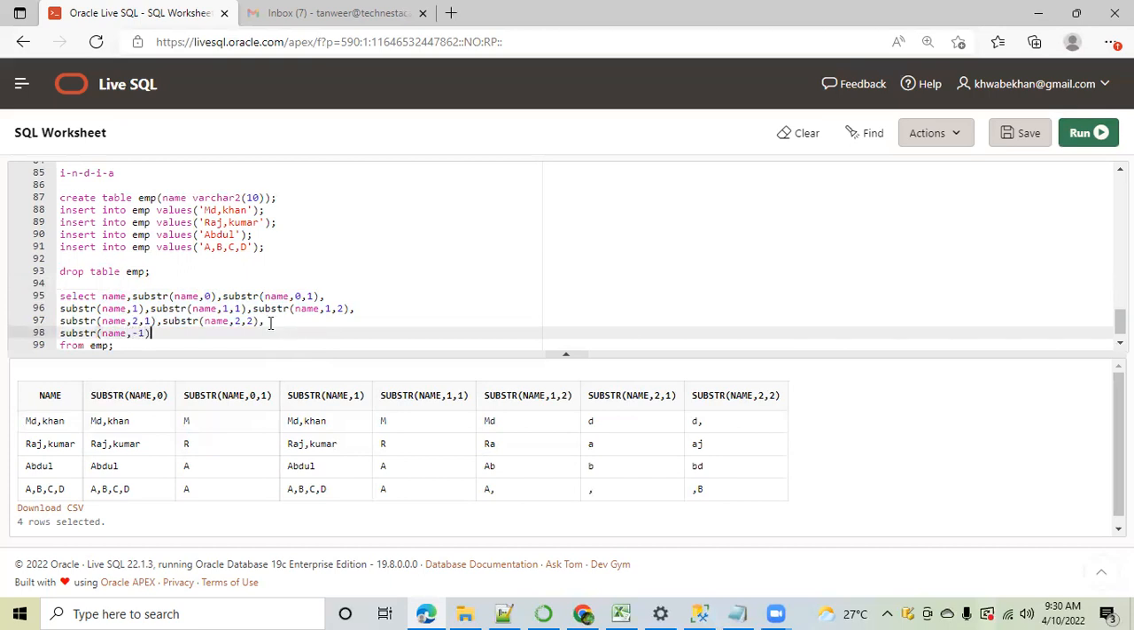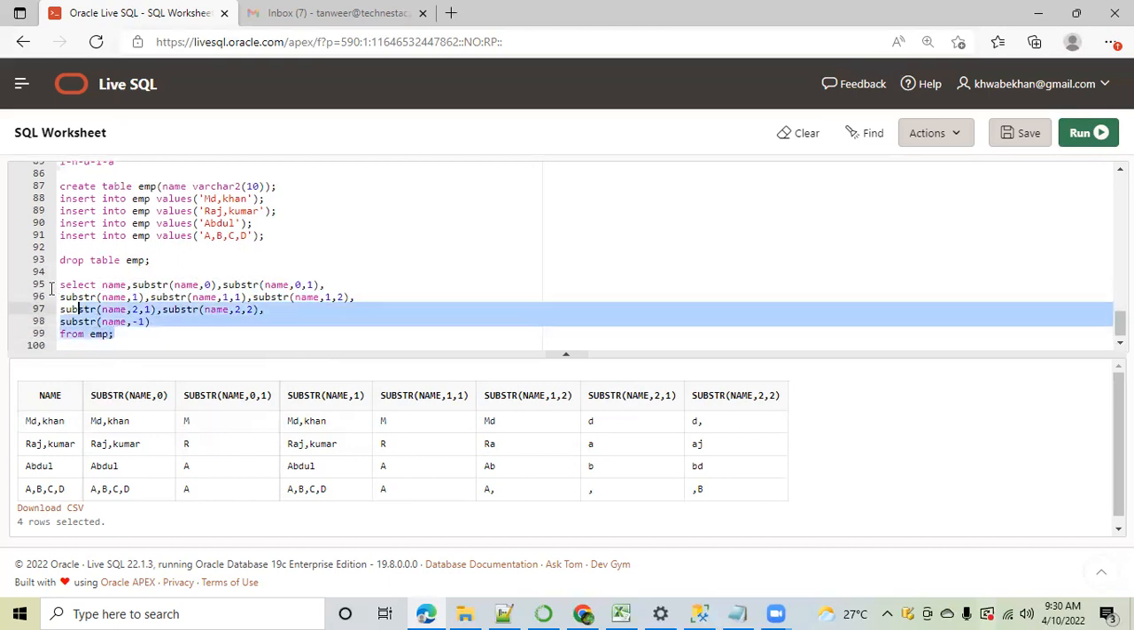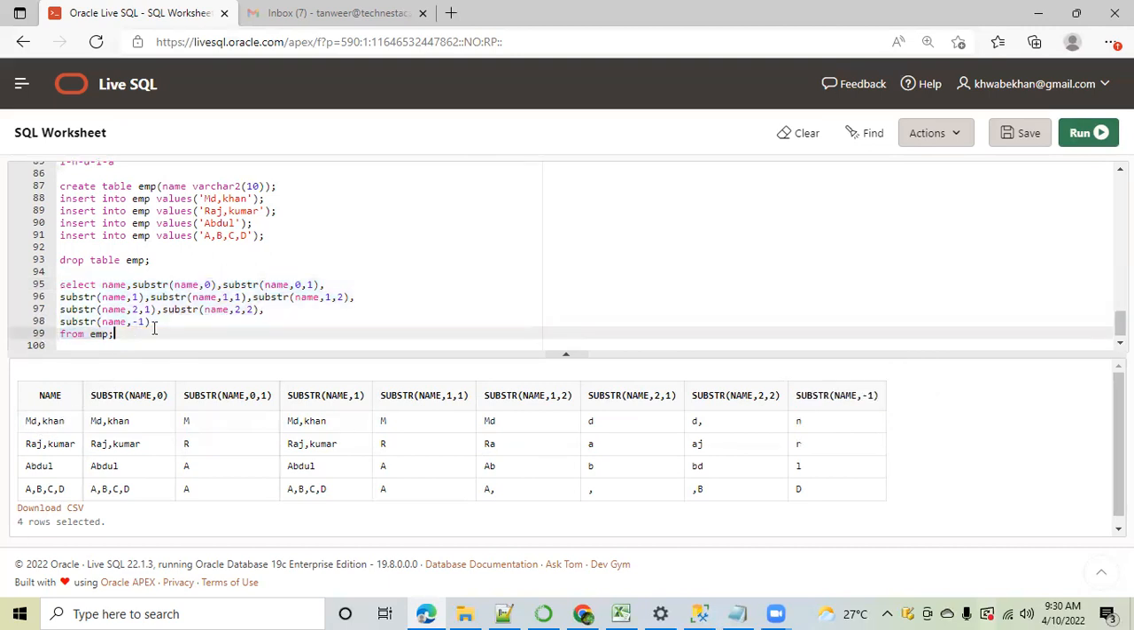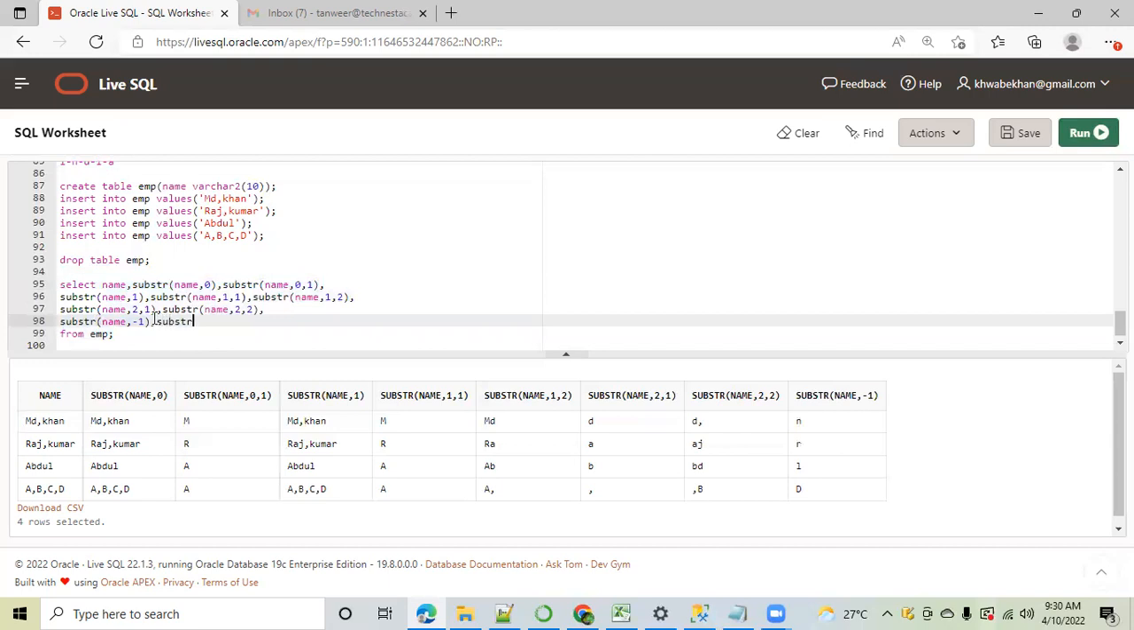Now I'm using -1 here. I'm just trying to understand. Tell me about this. -1 starts from the rightmost, correct? It starts from the end, the rightmost place. M comma -1 comma 2.